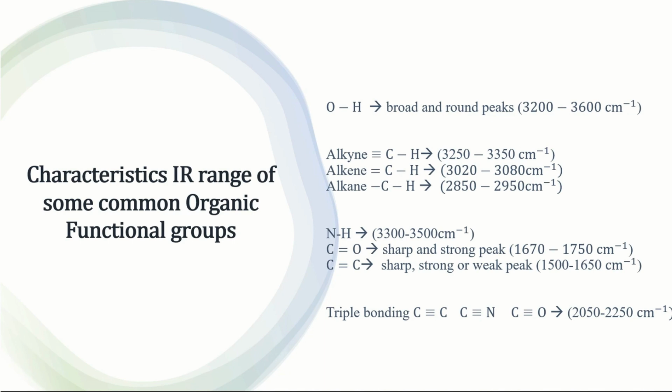And for the double bonds, the peaks are always sharp. They can sometimes be weak or sometimes strong, and they range between 1500 to 1750 per centimeter. And the triple bonds, for example, carbon-carbon triple bond, carbon-nitrogen triple bond, or carbon-oxygen triple bond, these bonds will all be between 2050 to 2250 per centimeter in the IR spectrum sample.